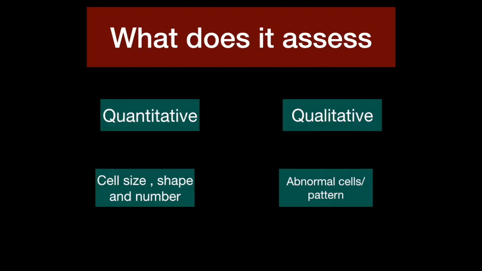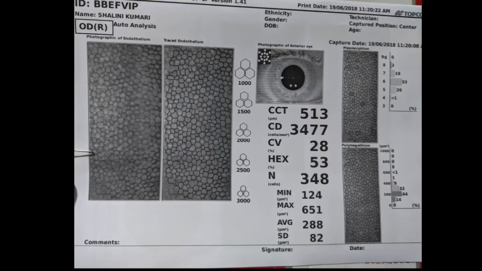So what kind of assessment is done in specular microscopy? Basically you have two types of assessment. One is quantitative assessment, which gives information on cell size, shape, and number, and qualitative assessment, which helps in detecting abnormal cells and patterns. So what points should we note when we get the report of a specular microscope? Take this report for example. The topmost portion will have all the patient's details, and you will have the point of cornea from where the image is captured. The most common is the central point, which is also mentioned there, but you can have images captured from paracentral points or peripheral points as well.